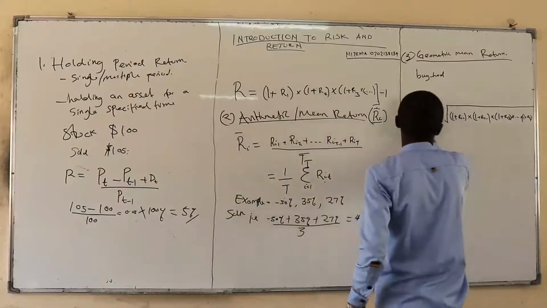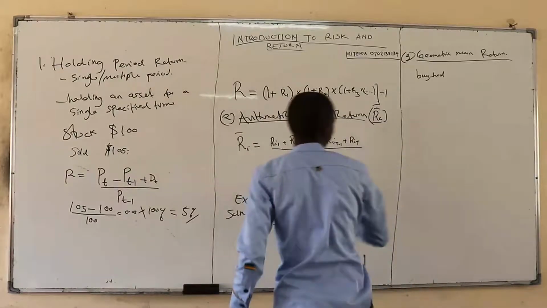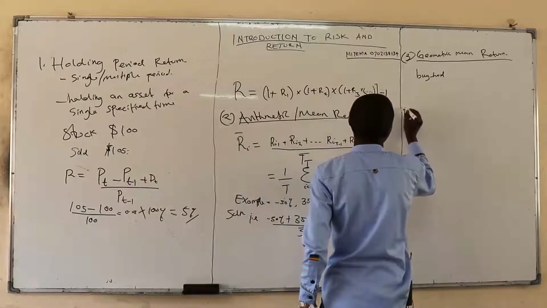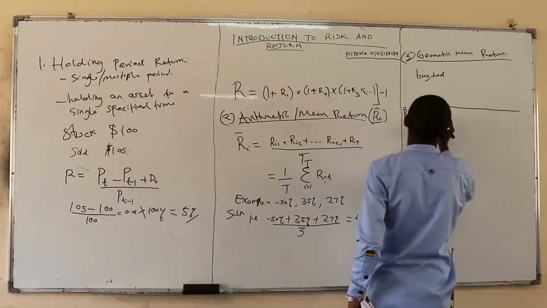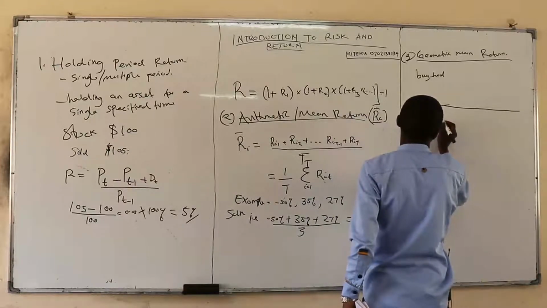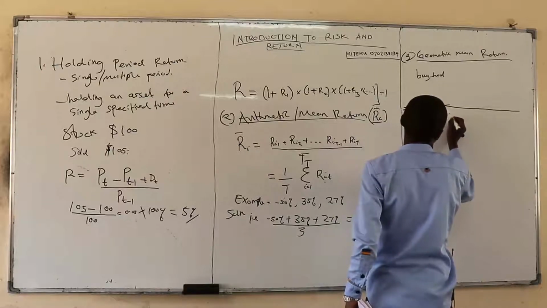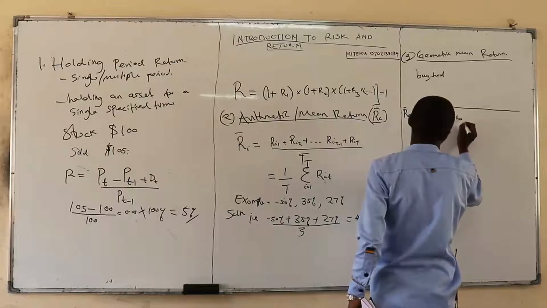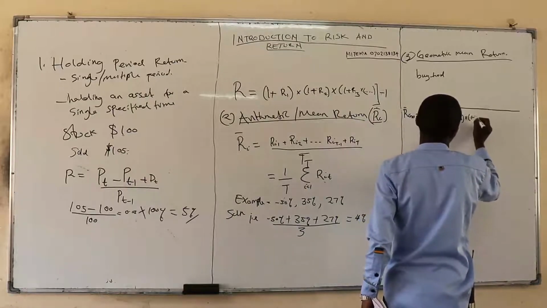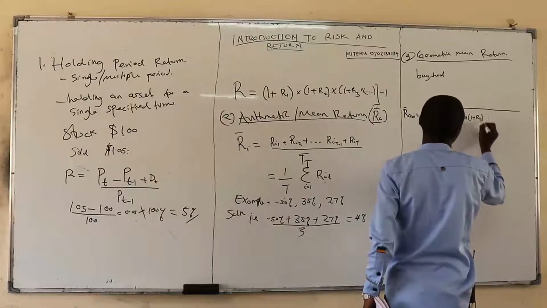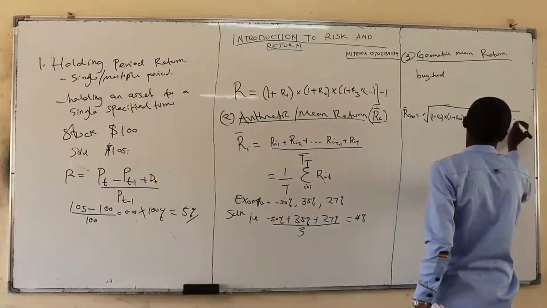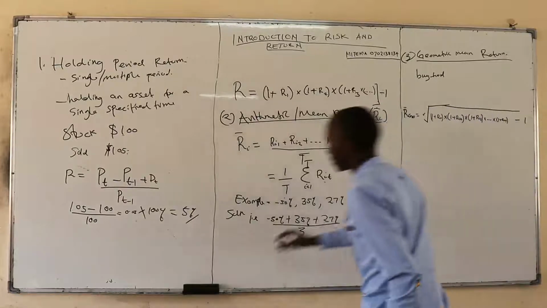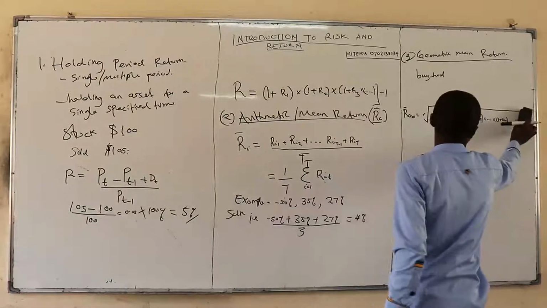Let me write it here so that you can follow comfortably to avoid confusion. The geometric mean return is given by, find the nth root of 1 plus the first return, multiplied by 1 plus the second return, multiplied by 1 plus the next return, and so on, minus 1. The 1 is outside the square root.